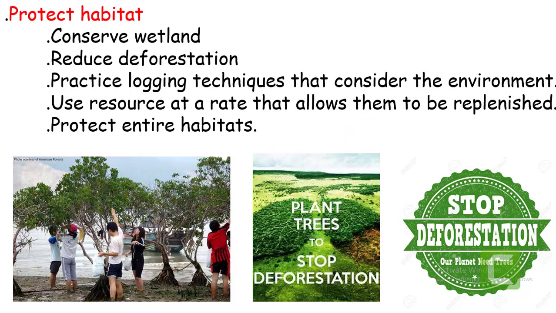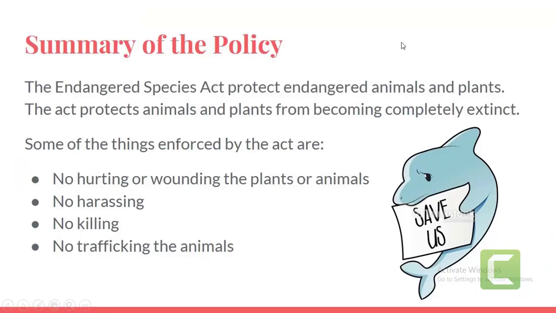And protect habitat. So you see, conserve wetlands. We can protect the plants and also the animals here. Reduce deforestation, because plants are like the lungs of our earth. So if plants are damaged, destroyed, or cut off, it means that we have no oxygen to breathe, because plants produce oxygen for us, right? Practice logging techniques that consider the environment, use rare resources in ways that allow them to be replenished, protect the entire habitat, etc.